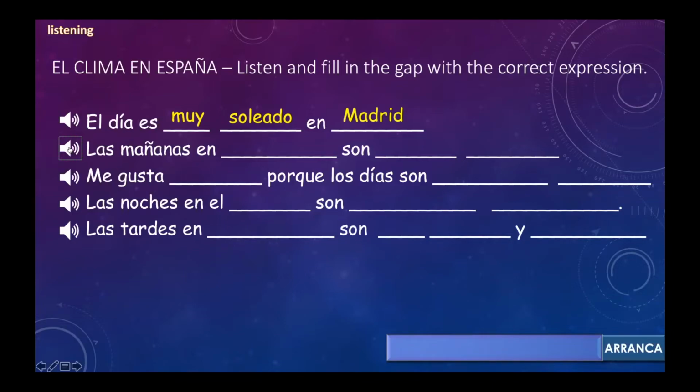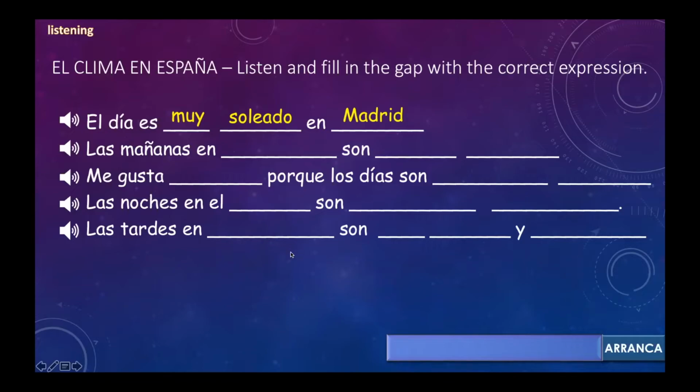Las mañanas en Barcelona son bastante cálidas.